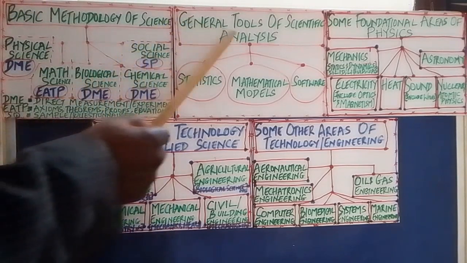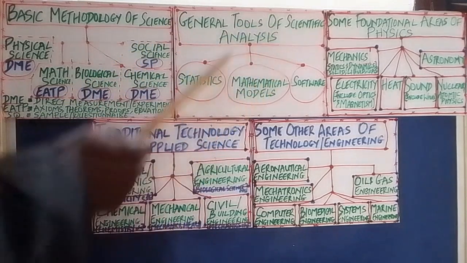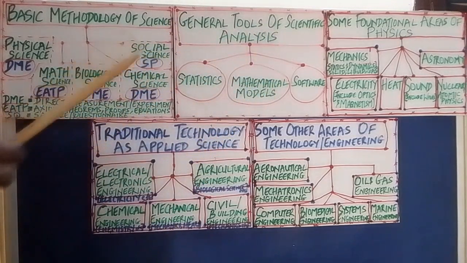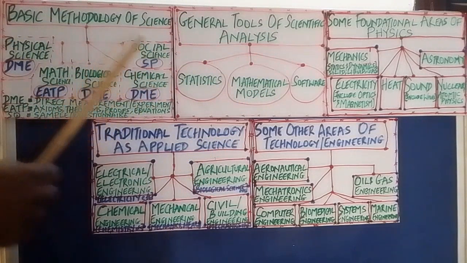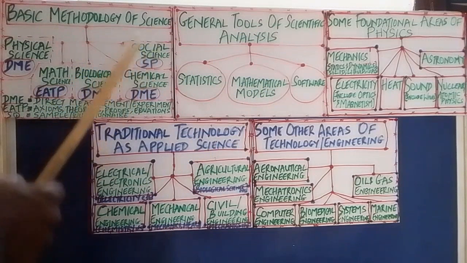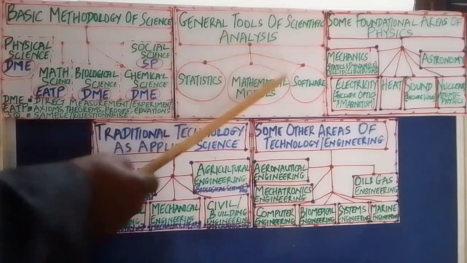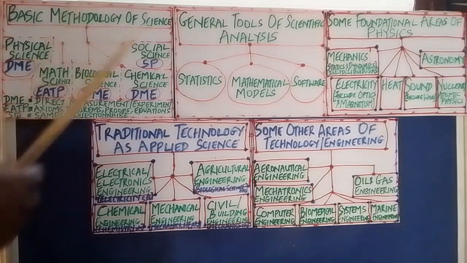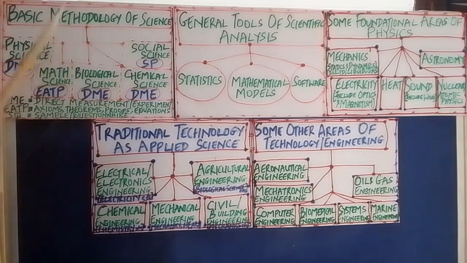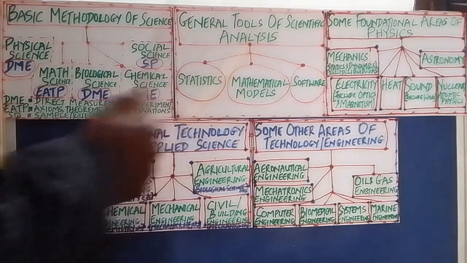Then we now move to the general tools of scientific analysis. Please take note that in our discussion of science, we actually omitted engineering, which is an applied form of science. But shortly, we are going to mention that so that we can incorporate technology and engineering into science, because technology and engineering emerge from science, from the need to specialize more and bring out more applied phenomena out of basic science. So, general tools of scientific analysis.